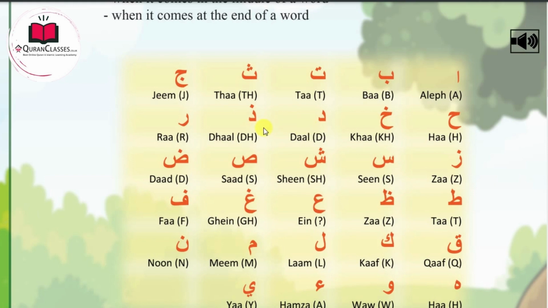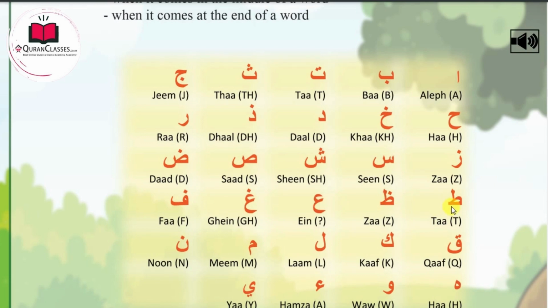Daal and Zaal are similar, but Daal doesn't have a dot and Zaal has a dot. Also Ra and Za are similar, but Ra doesn't have a dot and Za has a dot. After that we have Seen and Sheen. Seen and Sheen are similar, but Sheen has three dots and Seen doesn't have a dot. After that we have Saad, and after that Daad. Saad and Daad are the same shape, but Daad has a dot on top of the letter, and its pronunciation is also different.